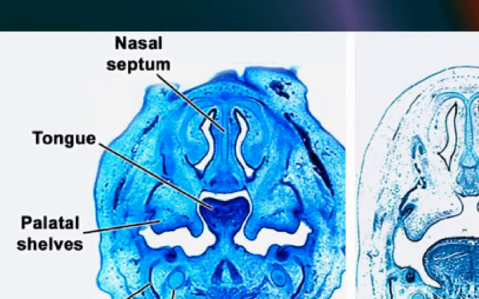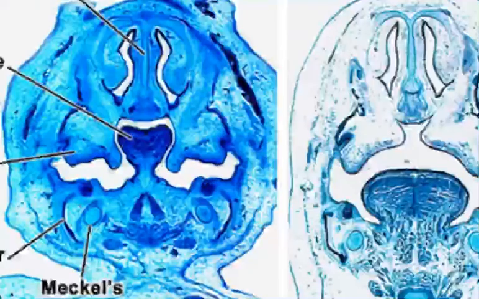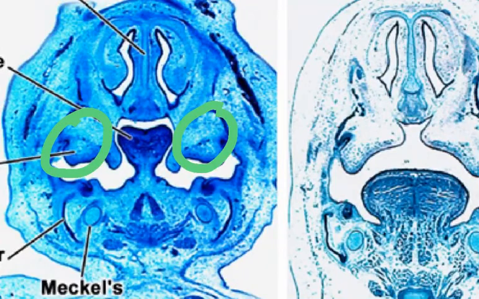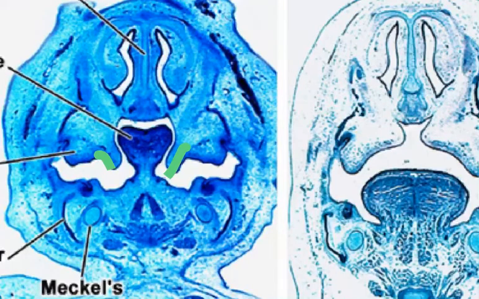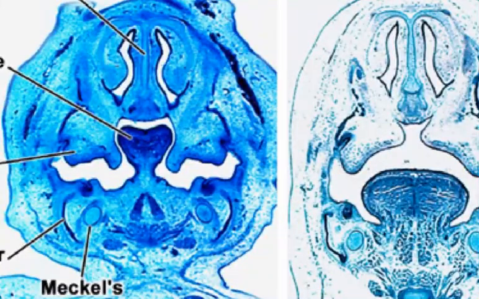What should we call this, primary or secondary nasal septum? We should call it secondary. Why? Because here we have palatal shelves. The palatal shelves are part of the maxillary process. The two lateral palatal shelves will give rise to the secondary palate. So in the region of the secondary palate, the nasal septum we have is called secondary nasal septum.